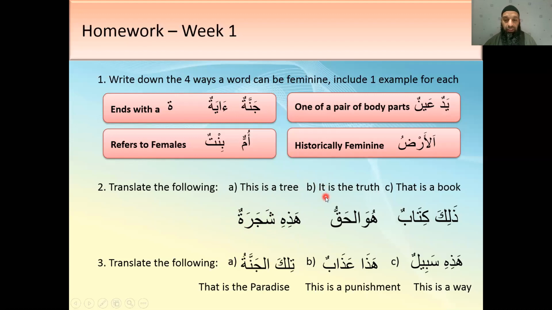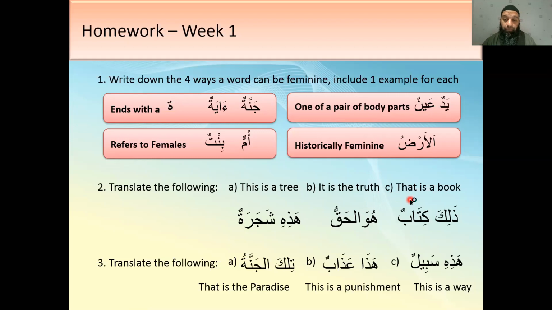Next one. It is the truth. So because al-haqqu is masculine, it doesn't fall in any of the above feminine categories. So it's a masculine word, so you will have to say huwa al-haqqu. You can't say hiya al-haqqu. It will be huwa al-haqqu. The thing is, it's already written in the Quran, so you don't have to even do this. As long as you know what huwa means and what hiya means, you're done.